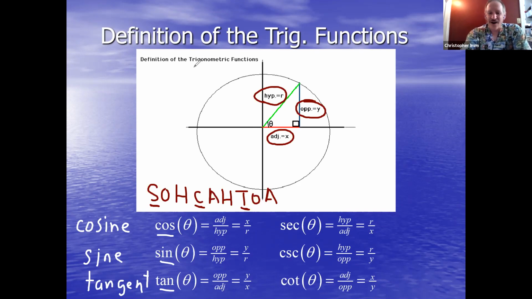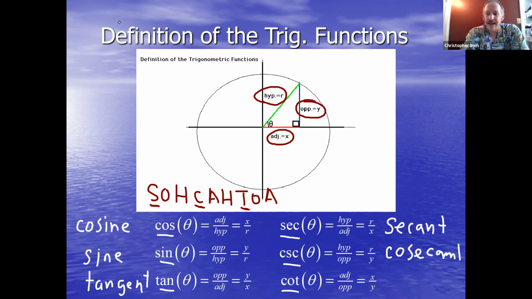And these are sort of the alternate trig functions, but they're important too. Okay. This sec is called secant. This csc is called cosecant. And this is called cotangent.